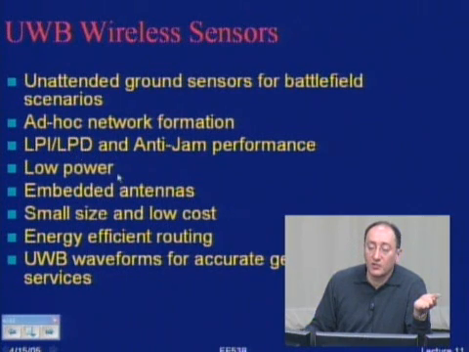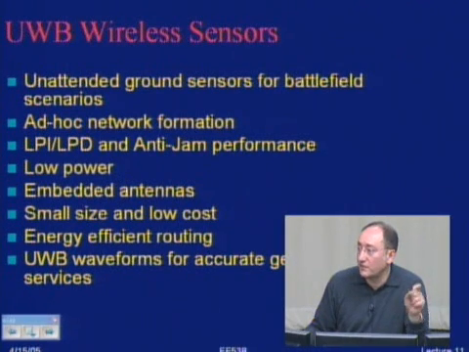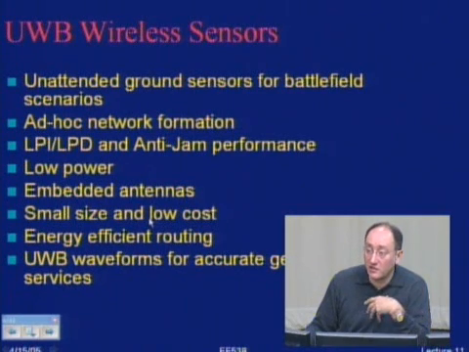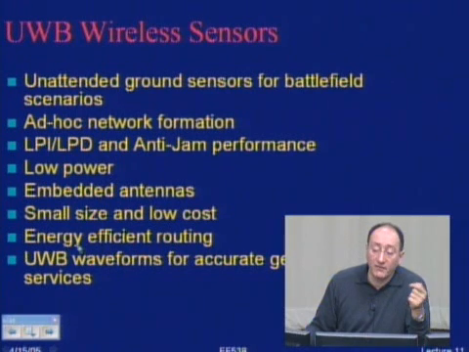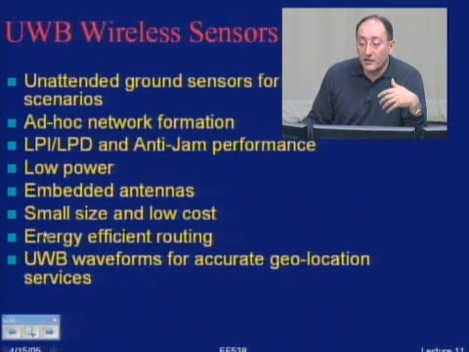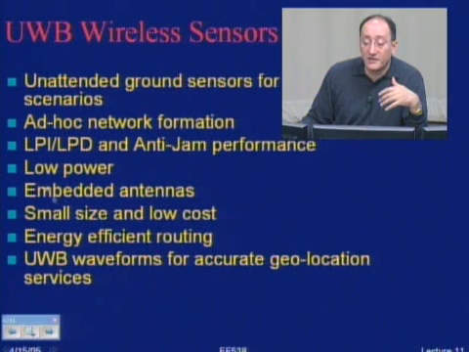Also, they want them to be low power because you want to throw a sensor and leave it there for like 3 years with one little battery. And then they need to have embedded antennas, small antennas. Size should be small. They have to be low cost because you want to distribute a lot of them. And they have to have energy efficient routing. And the ultra wideband waveform is good for all of these things. In addition to that, it can provide accurate geolocation services.